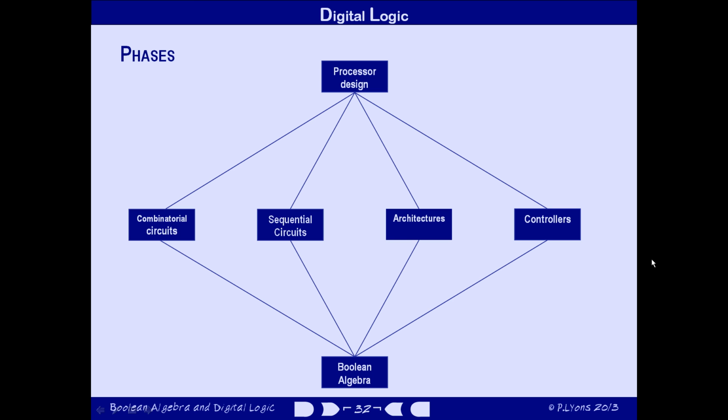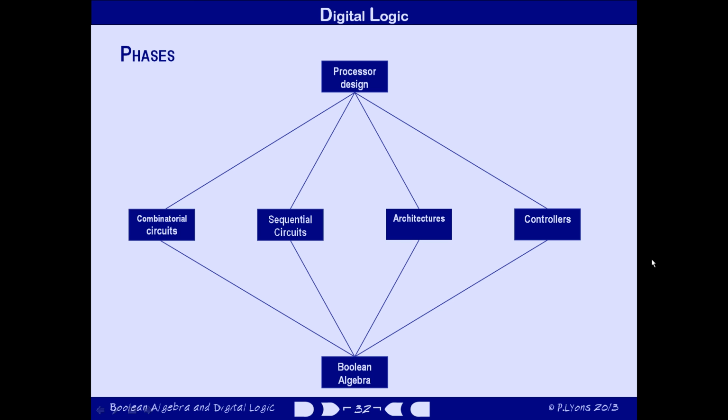Sadly, there isn't time in this course to cover all four of these topics and actually design a computer processor from go to woe. However, in the second year course we'll have a look at techniques for putting the various building blocks together to form a data processing architecture and designing a controller that makes the data processing architecture do whatever's necessary to fulfill the requirements of a sequence of instructions. A computer program, in other words.